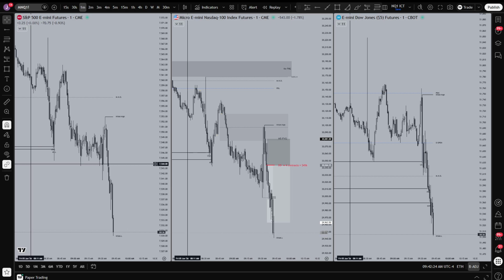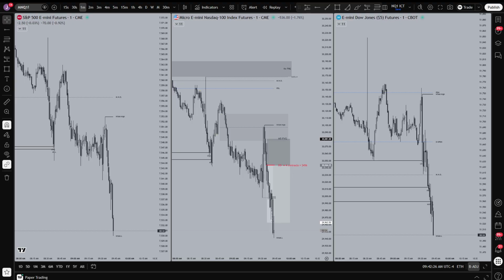Full TP at 6.3. Let's go. Let's go NQ futures. Yo, if you guys took it, send it in the successful trades. That was fire.